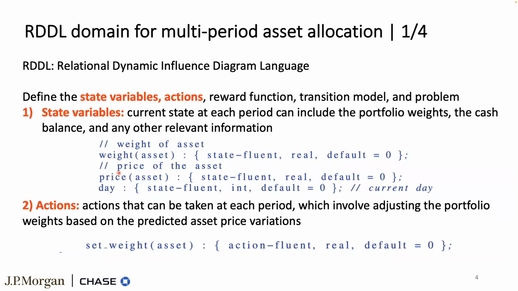And the price of the asset, similarly for each asset, there will be an individual price. Both of them are state fluents. So everything in RDDL is a fluent. So that's a basic unit of RDDL, you can say. And the second term here would be the type. So weight and price both are real numbers.